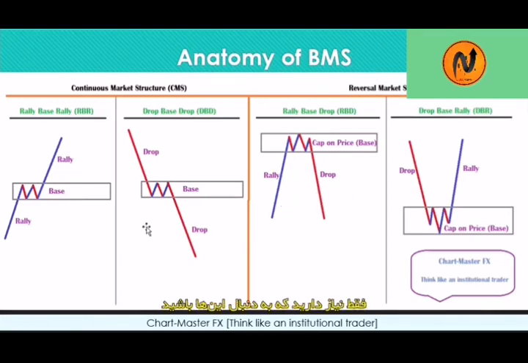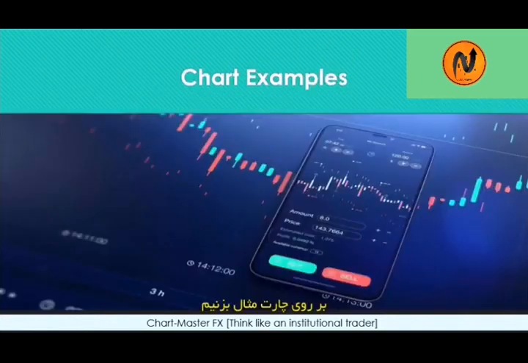So guys, you just need to look at these things. They are very, very simple. These are the building blocks of all the standard operating procedures that we use at Chartmaster FX. So you need to have a general understanding of these things. So let's go to chart examples.